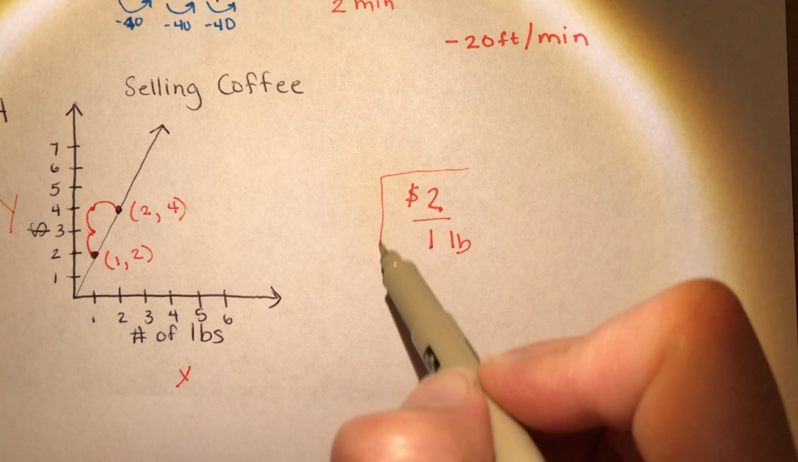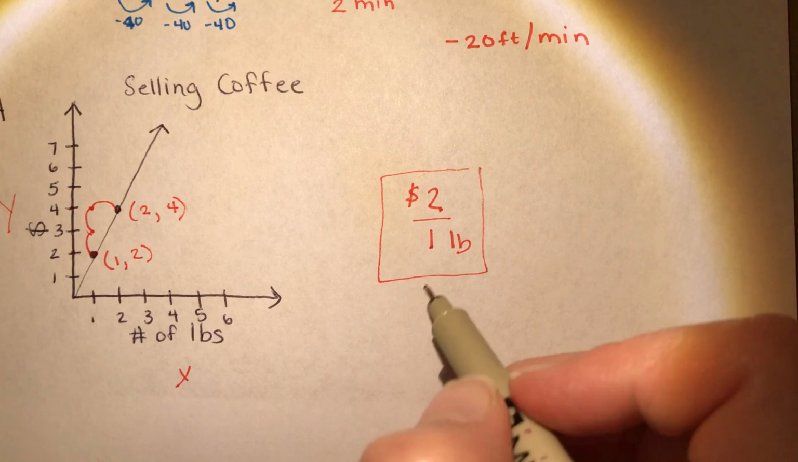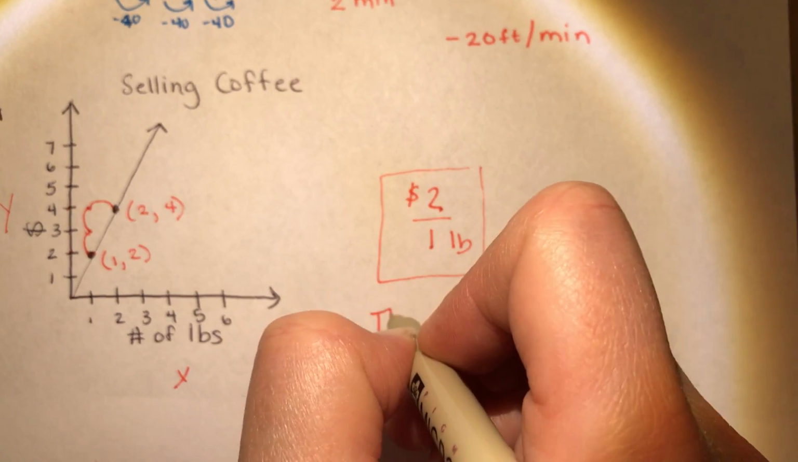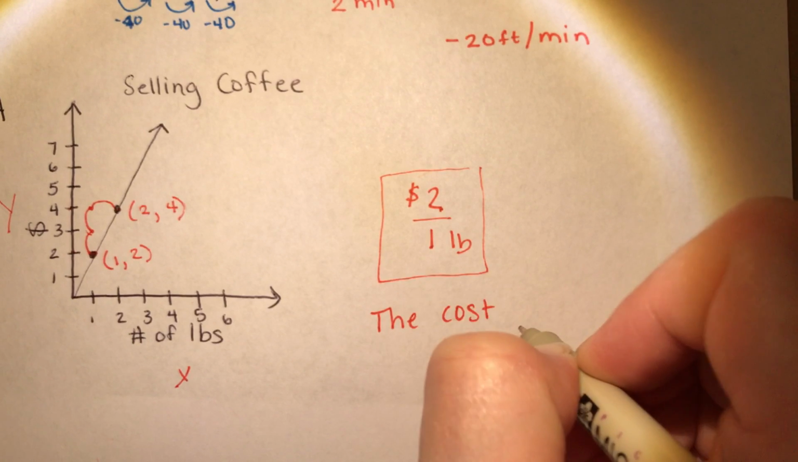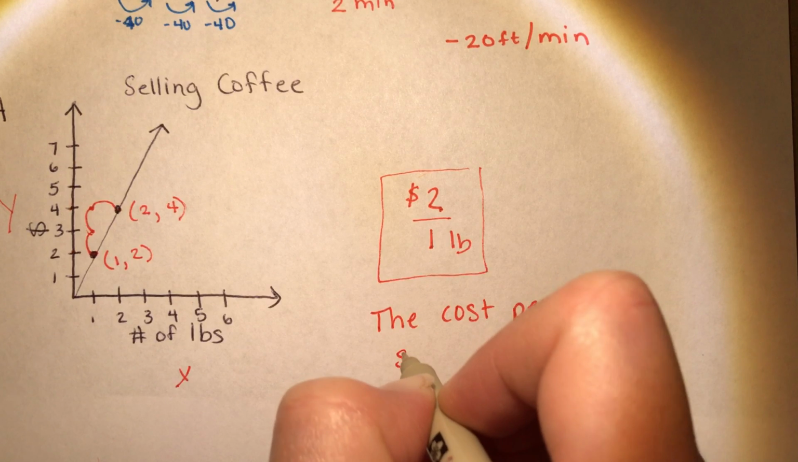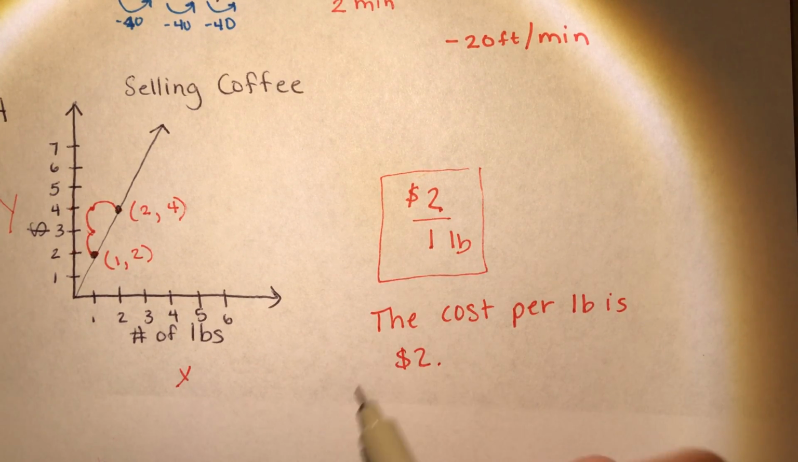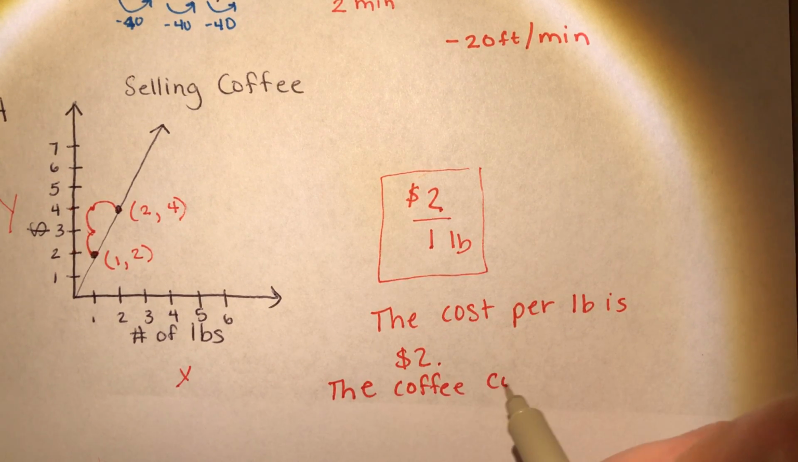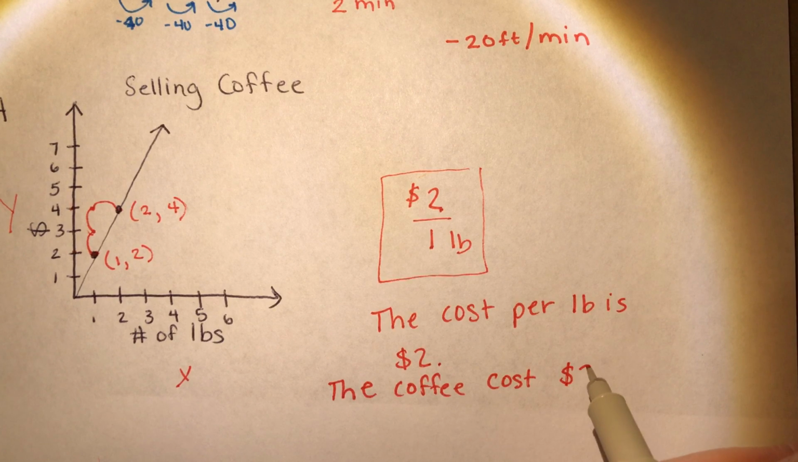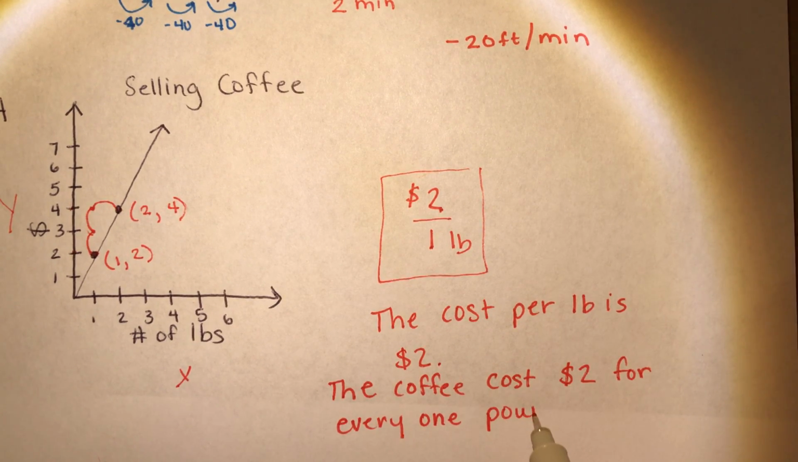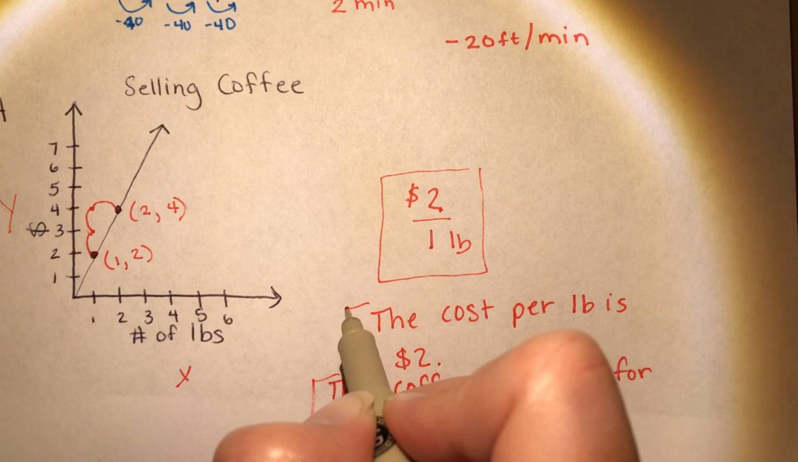So I have my constant rate of change, $2 per pound, and now I need to write a sentence, something about the cost per pound is $2, or the coffee costs $2 for every 1 pound. So one of these types of sentences would work.